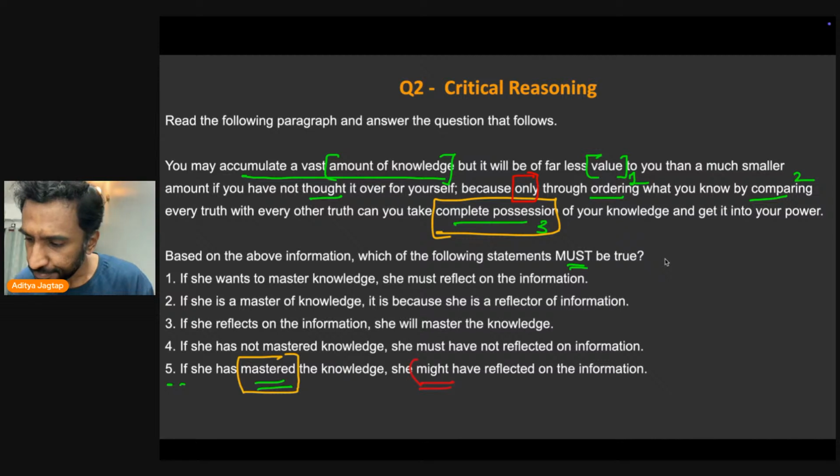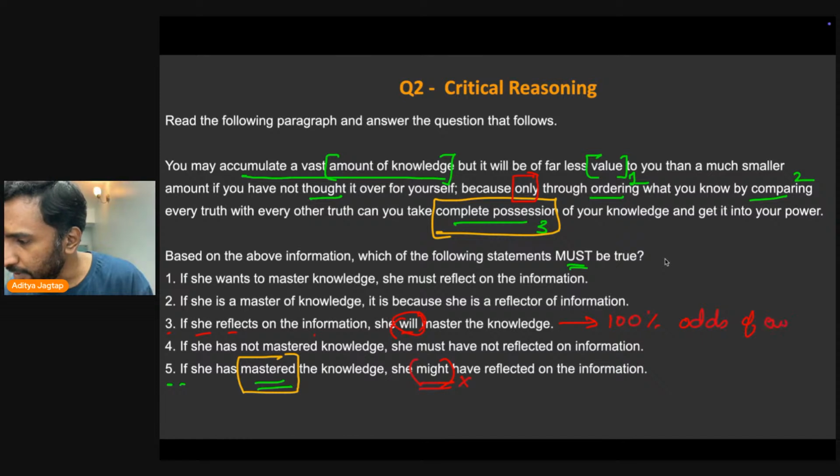Let's look at 3. If she reflects on the information, she will master the knowledge. Now, will is saying that if she, he, one, or any random person reflects on the information, then they will master the knowledge. This idea of will master the knowledge tells us that there is a 100% chance of everyone mastering knowledge.